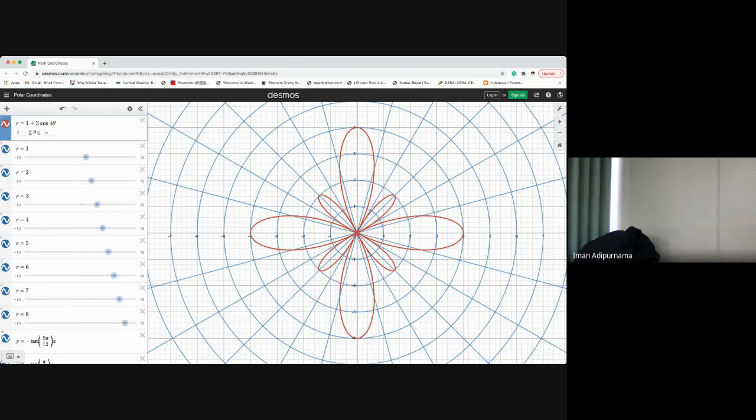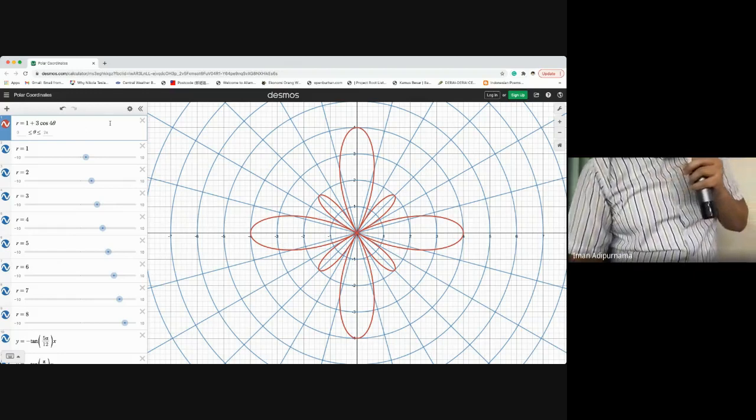I will attach this link to your Moodle system, and you can play with this. I just found it, someone made it online, and I'm just using it for the exercise. So for all the exercises, if the question does not have any picture, and maybe you have trouble drawing the picture, you can use this to see the pattern yourself. And I think it's pretty useful. So that's the Desmos.